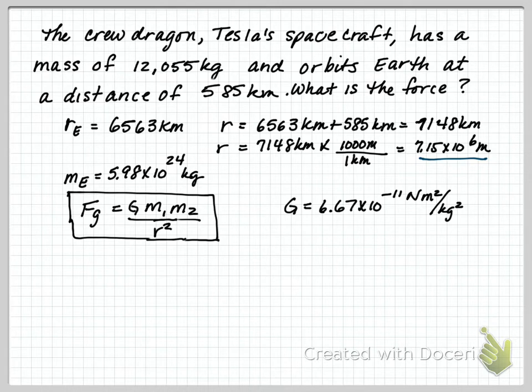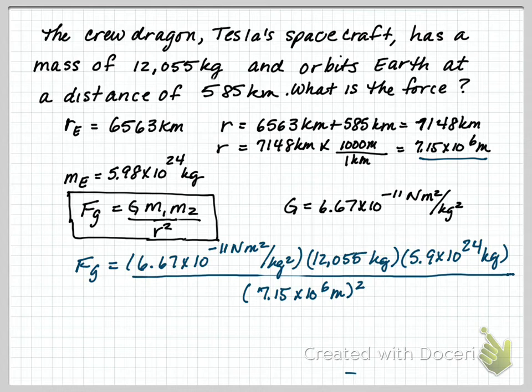And then we need two masses. One of the masses is the mass of the spaceship, and the other is the mass of the Earth. And so it'll be given to you, or you can Google it real fast. And we also need the gravitational constant. And you're going to plug all of these into the equation.